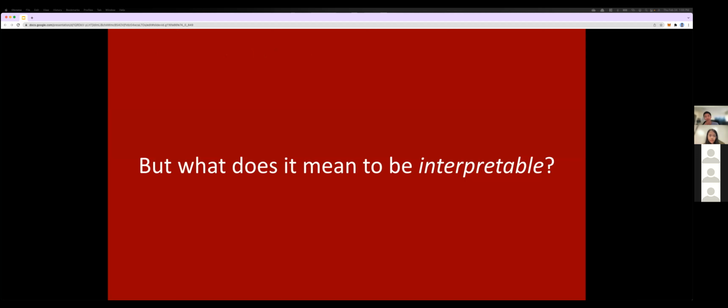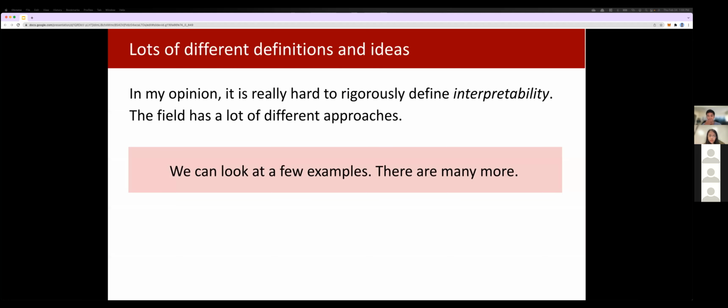So then the question is, what does it actually mean to be interpretable? Unlike most terms that we use in machine learning, this actually isn't that well defined. So we can look at a few examples. I think that's the best way to explain how we think about interpretability. And some of these might be a little outdated, so please forgive me if I'm missing any of the latest methods.